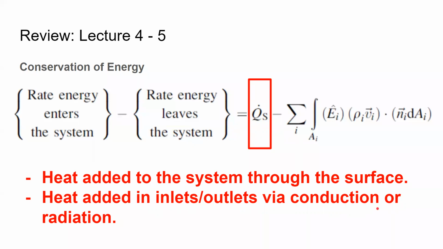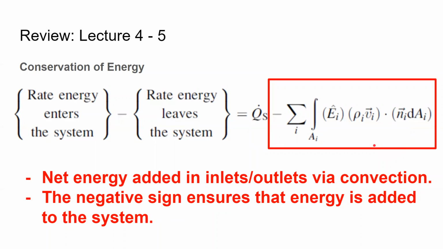Convection is where we are talking about bulk flow. Conduction is the movement of heat. Great. So let's talk about the second term right over here. This is the net energy added in the inlets and outlets. Notice I said net here. This includes energy going in and out via convection, which is bulk flow, through the inlets and outlets.